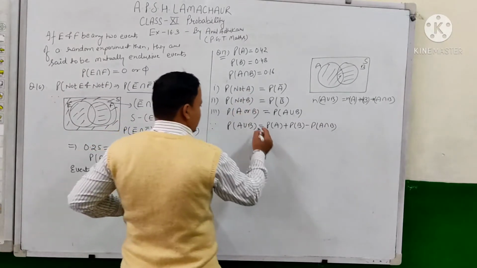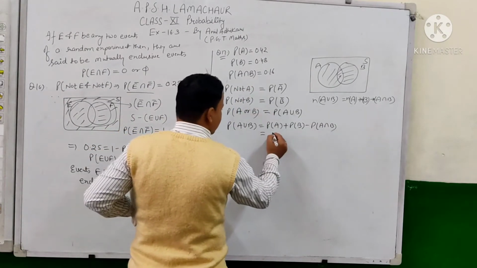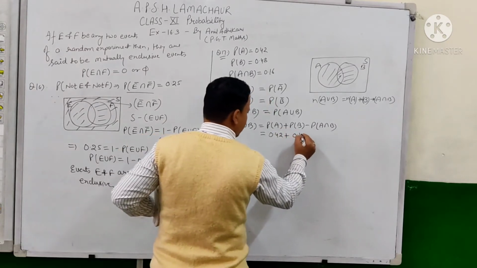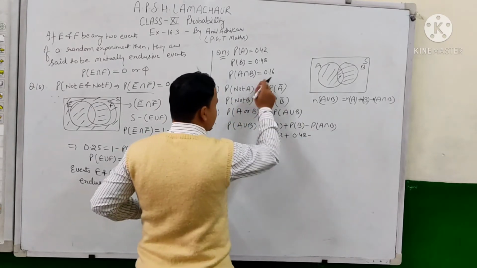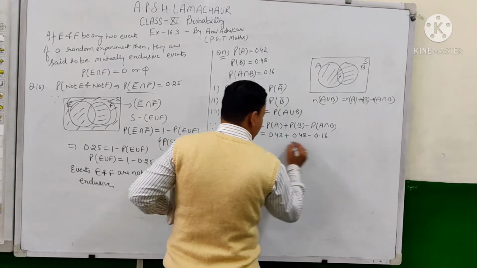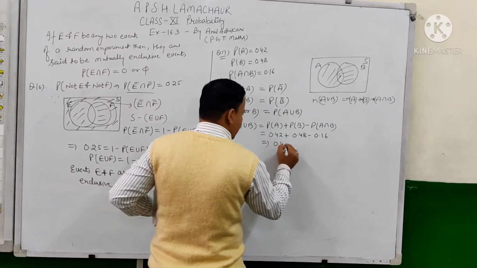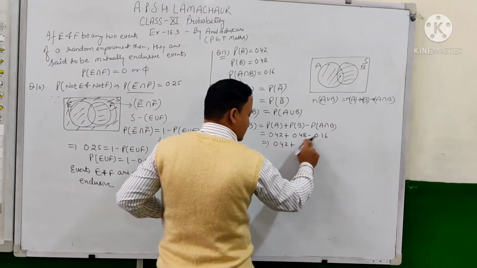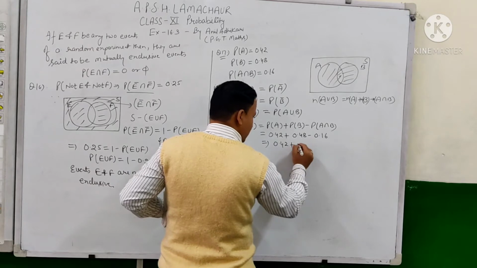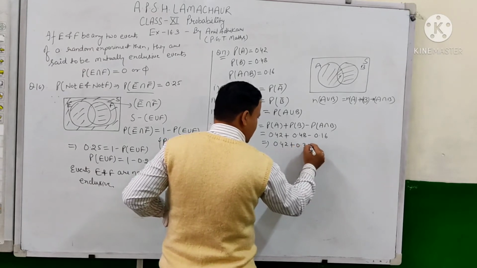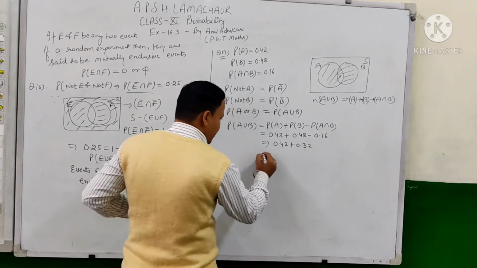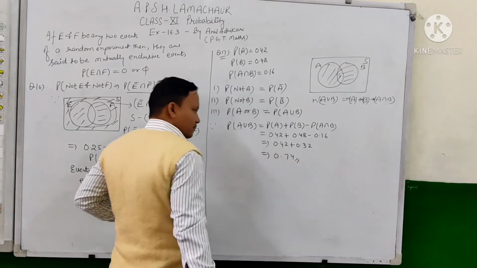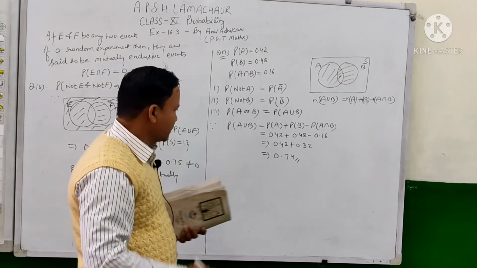Now putting the given values over here, probability of A is given as 0.42, probability of B is given as 0.48, minus probability of A intersection B is given as 0.16. So 0.42 plus 0.48 minus 0.16, तो कितना आएगा इसमें से आफ्टर सब्ट्रैक्शन 4 minus 1 that is 3, 8 minus 6 2, 3, 2. Okay, now adding both the terms we get 0.74. 0.74 is the required answer, probability of A union B.